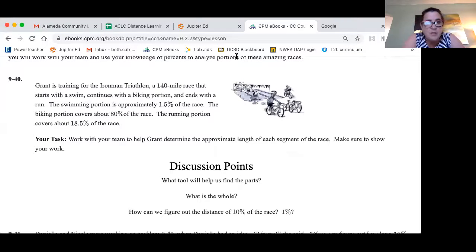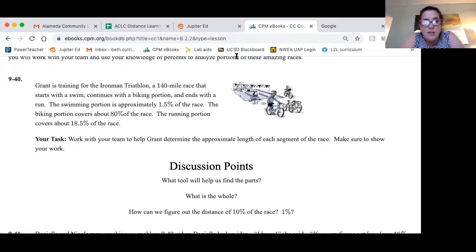So 940 says Grant is training for the Ironman triathlon, a 140-mile race. It starts with a swim, continues with a biking portion, and ends with a run. The swimming portion is approximately 1.5% of the race, so not a lot. Most of it is biking. Only 1.5% of it's swimming. The biking portion covers 80% of the race, and the running is 18.5% of the race.